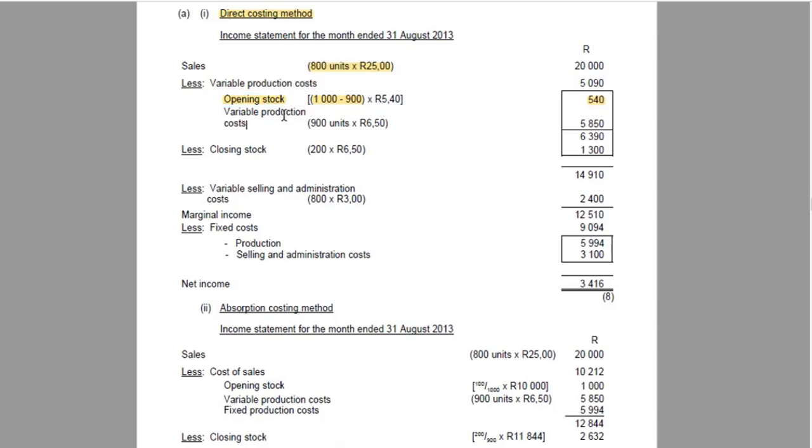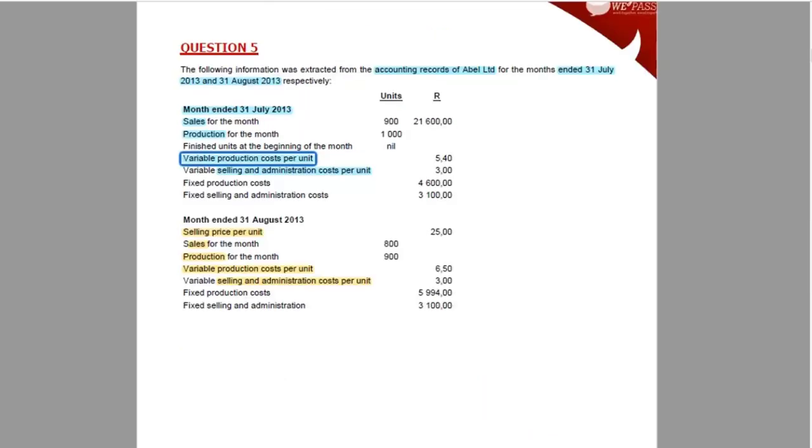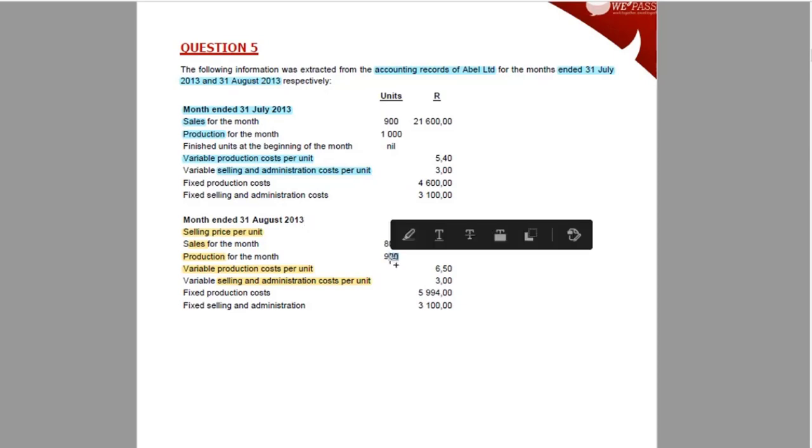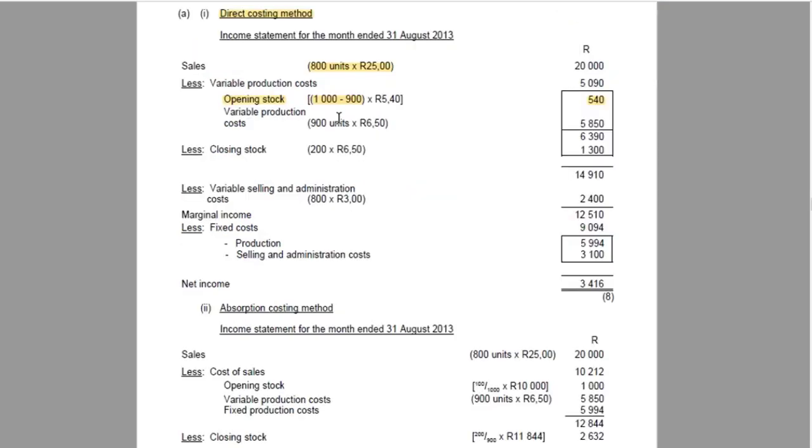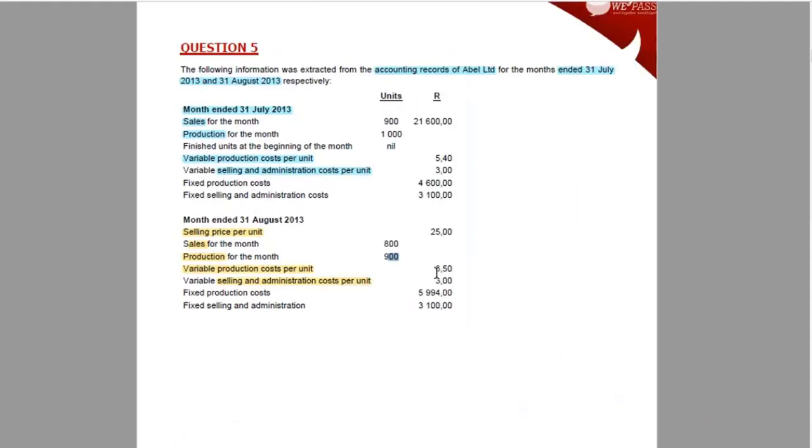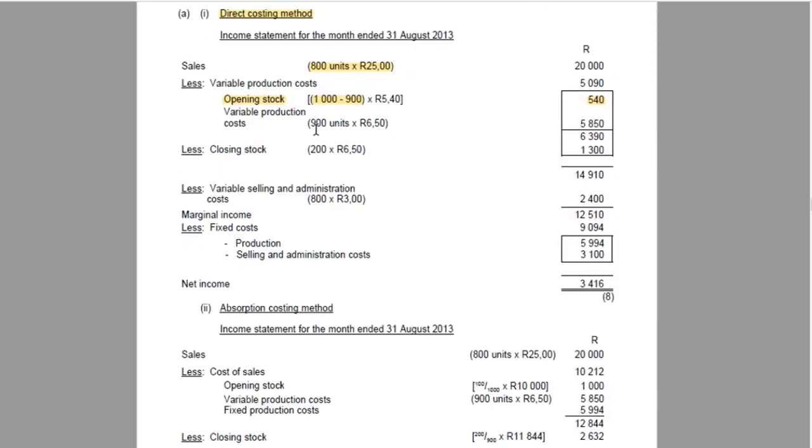Then the next one is variable production cost. In this instance, we're looking at the current month's production. How many units were produced for August? It's 900. Okay, so I've got 900 units. And because it's under direct costing method, what were my variable production costs for this month? They gave it to you: 650. So 650 multiplied by the 900, you get your 5.8. Straightforward, I hope.